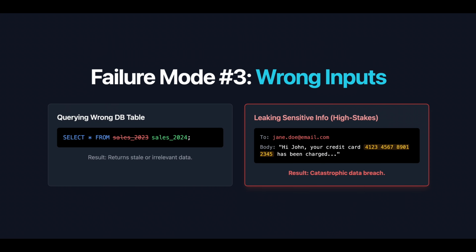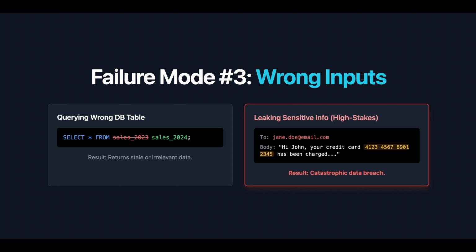Failure mode number three is where the agent actually does call the correct tool, but then passes the wrong inputs into the tool. On the left, we have the example that we just discussed in the infinite loop failure mode where there's a SQL query and something is wrong with that query. It might be selecting from the wrong table, but you can also have this failure mode happen in much higher stakes tool calls where the agent maybe has a touch point with customers, like in this example on the right.